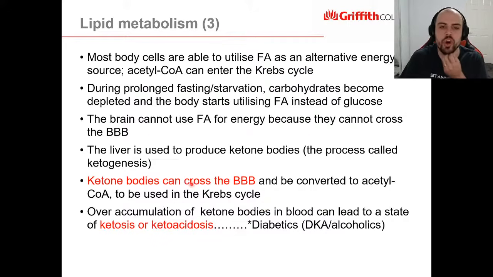What do I expect you to know here? All I want you to really be aware of is that when we're looking at the breakdown of lipids, we can create what are called ketone bodies. These ketone bodies can cross the blood-brain barrier, whereas our fatty acids cannot, because they're far too big. But the problem with ketone bodies is that if you have too much of it in the blood, it can lead to a state called ketoacidosis.